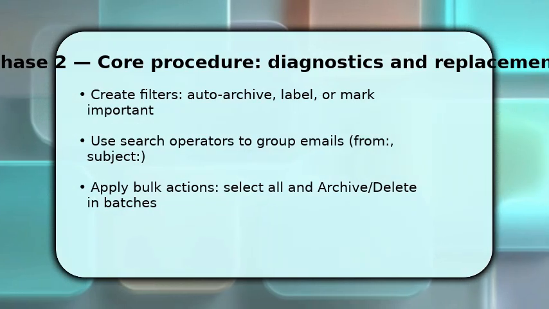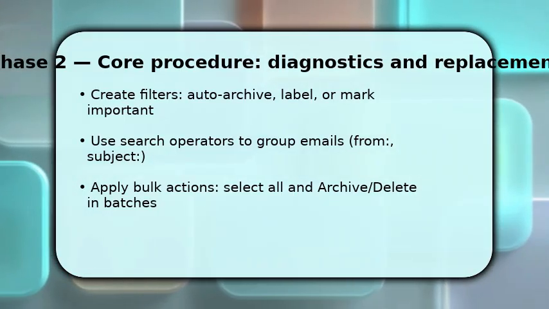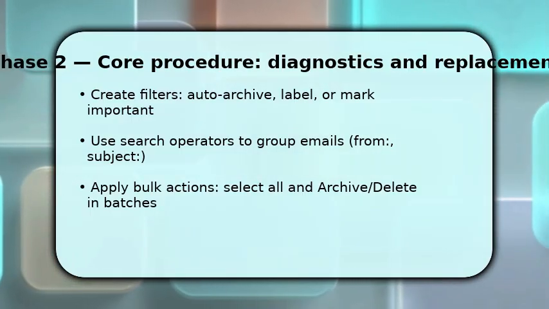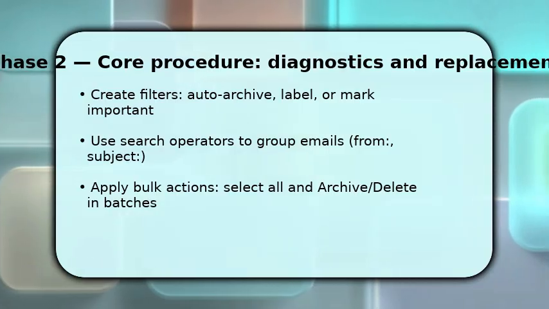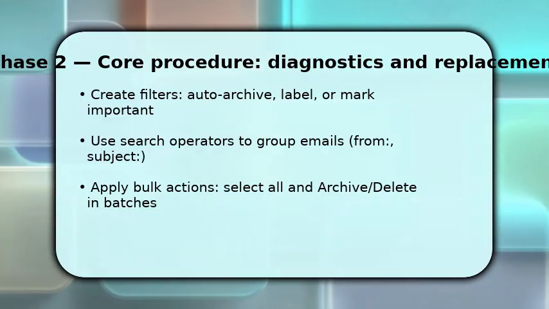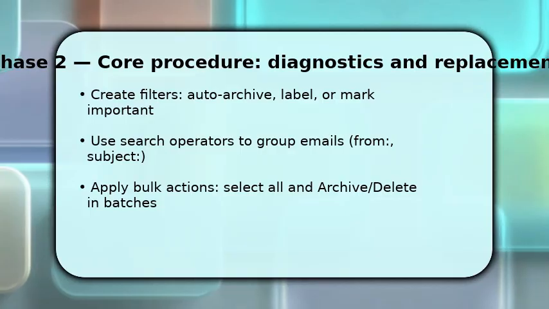Now you scale with rules. Create filters that auto-archive newsletters, label receipts, and mark VIPs important. Use search operators like from, has, attachment, and subject to find groups. This is how you hit many messages at once. Once you have a result, select all conversations in the search and apply labels, archive, or delete in batches.